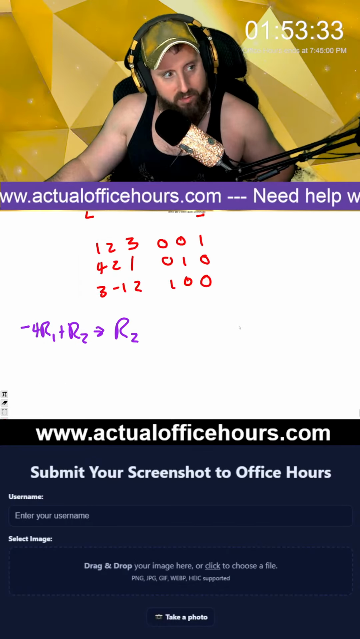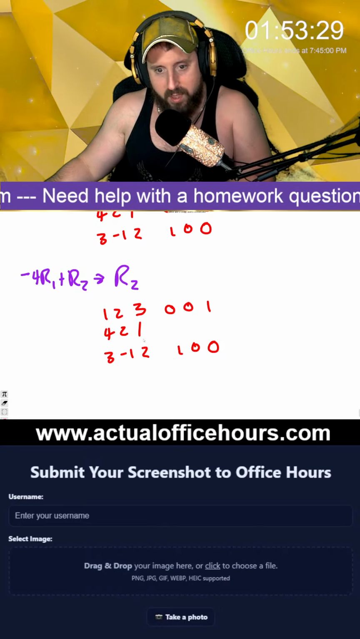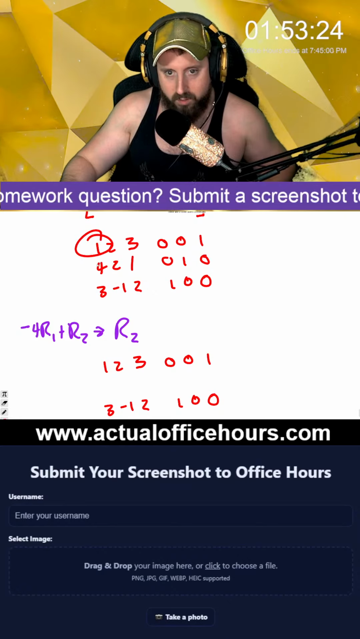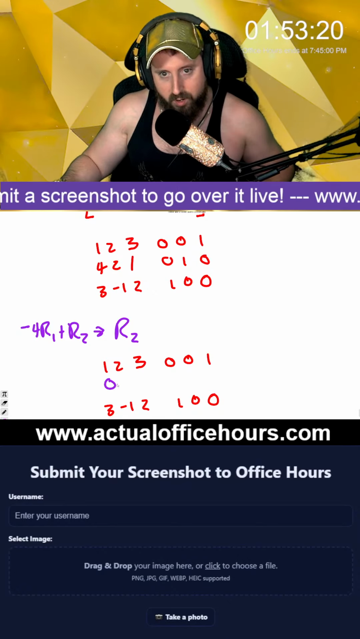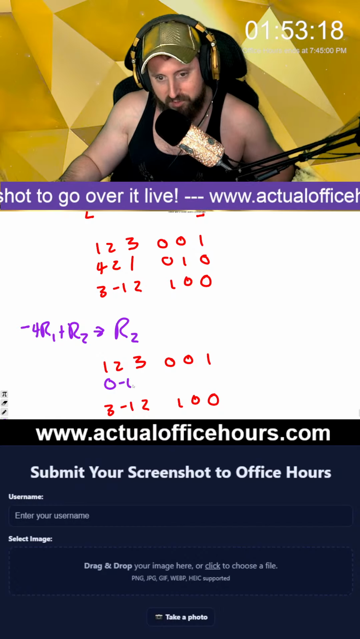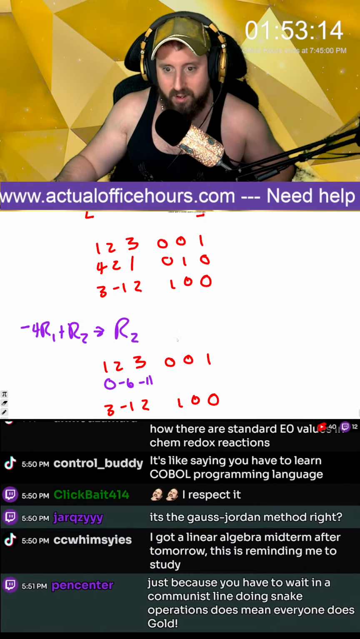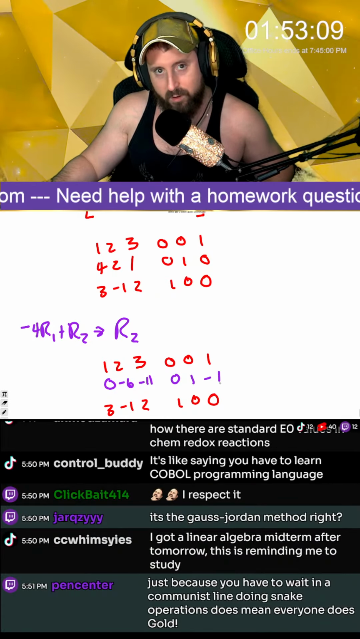Luckily, copy pasting makes this not too terrible. Okay, but then negative 4 times 1 plus negative 4 is 0, right? So this is 0, and then you got negative 8 plus 2, which is negative 6, and then negative 12 plus 1, which is negative 11, and then it's 0, 1, and then negative 4.